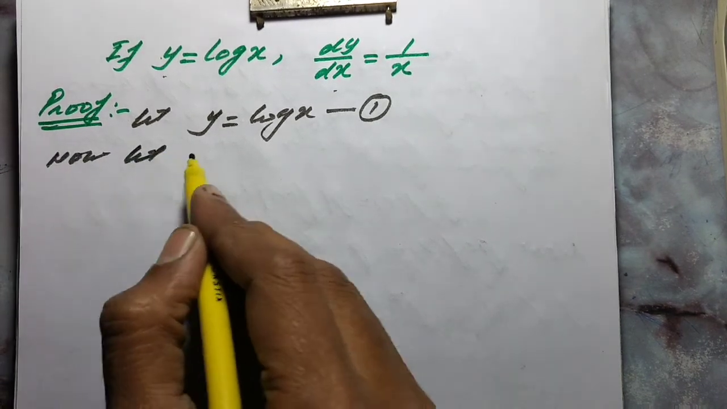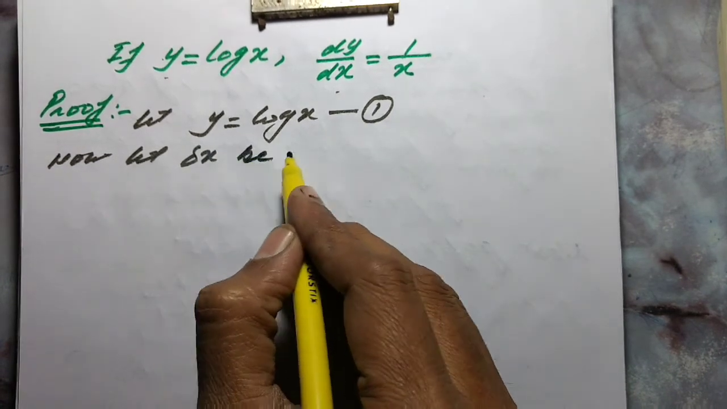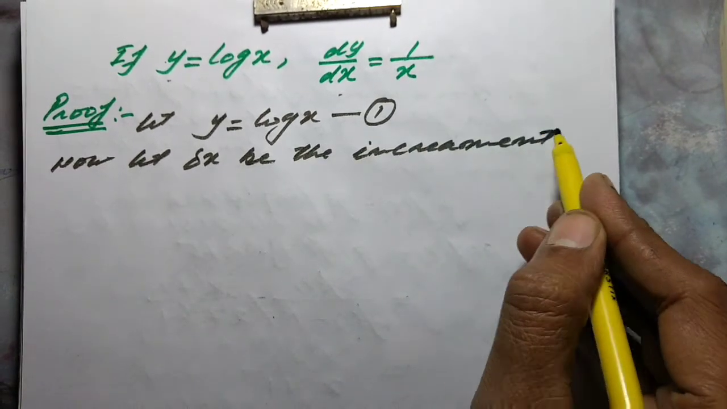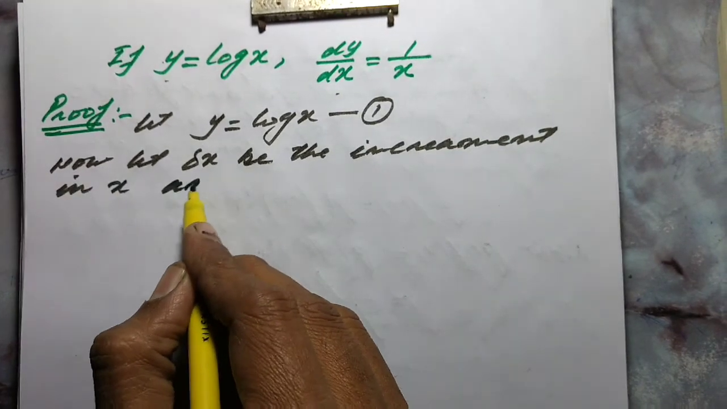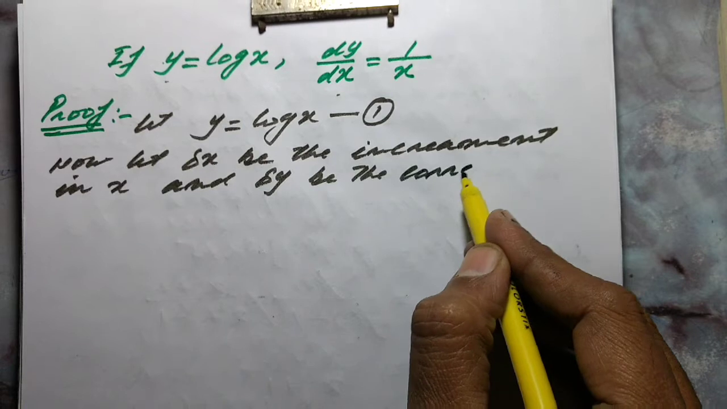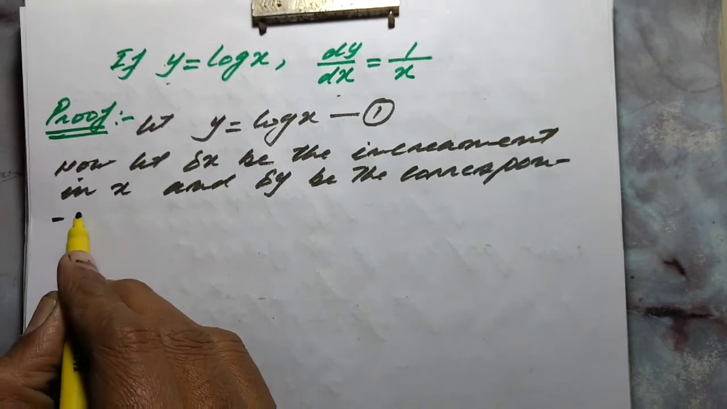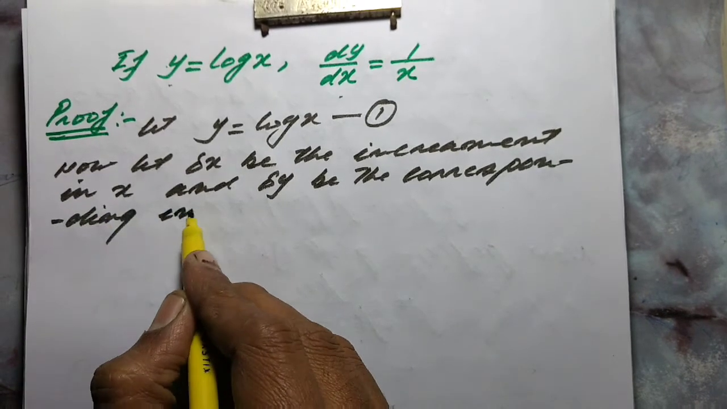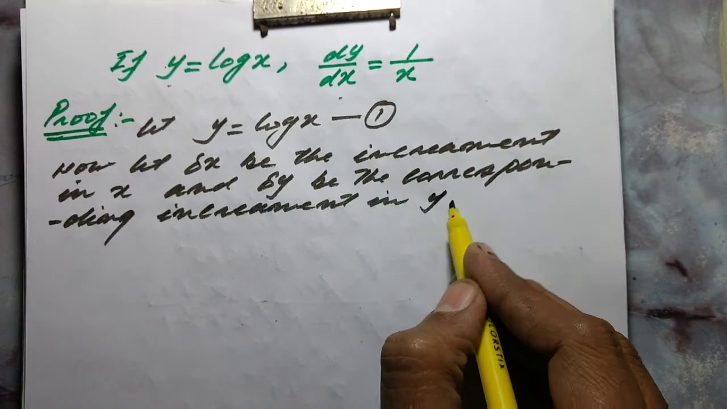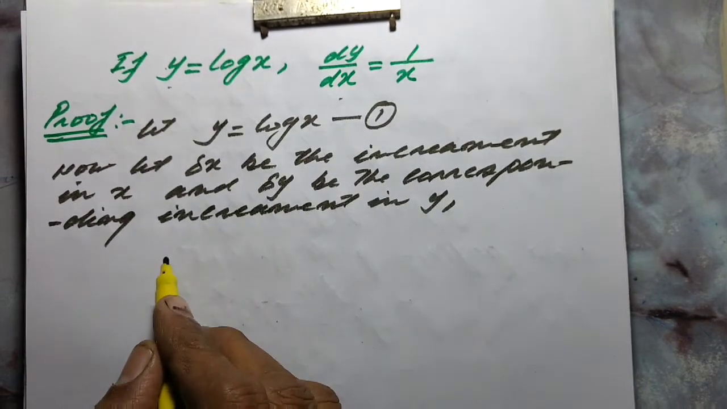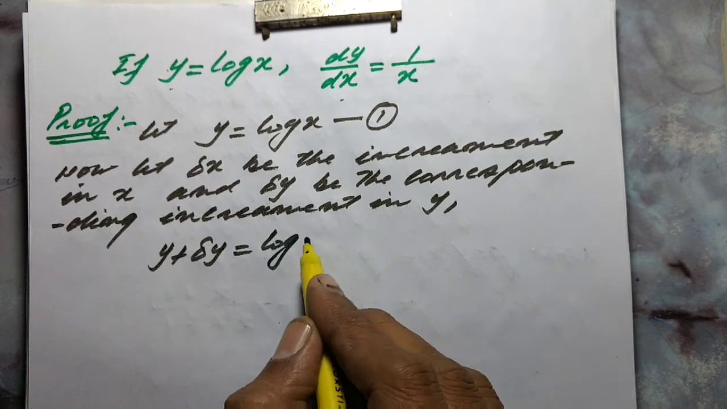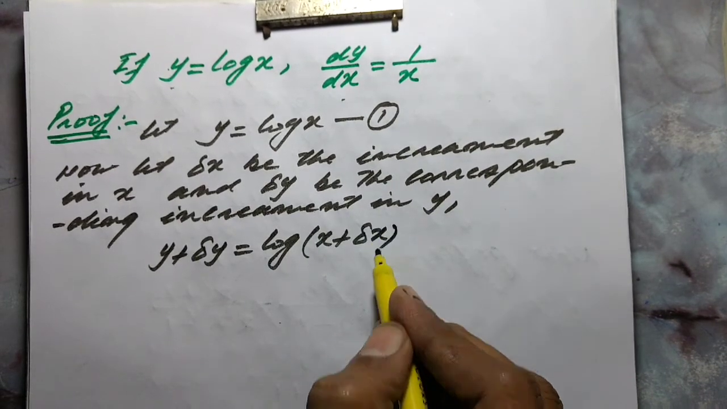Now let delta x be the increment in x and delta y be the corresponding increment in y, then equation 1 becomes y plus delta y is equal to log x plus delta x.